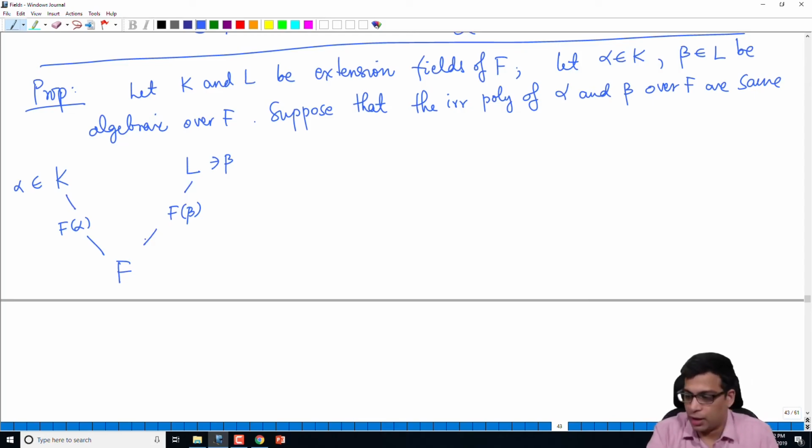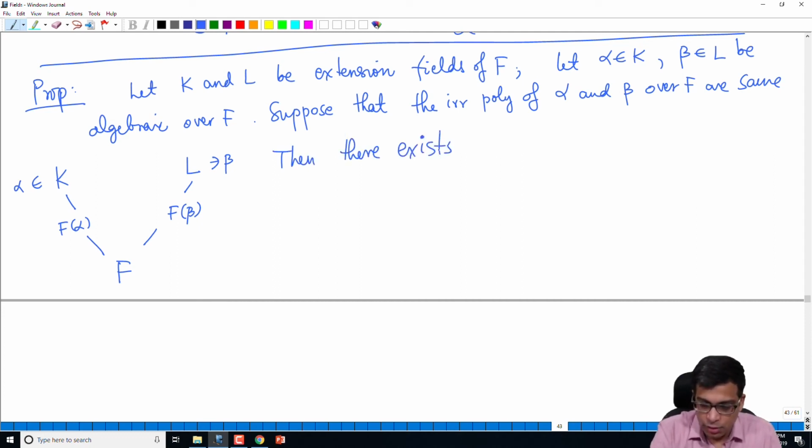K and L are not necessarily algebraic extensions. The elements alpha and beta are algebraic and their irreducible polynomial is the same. Then there exists, so this completes the previous proposition. Together these two propositions are very important for us.